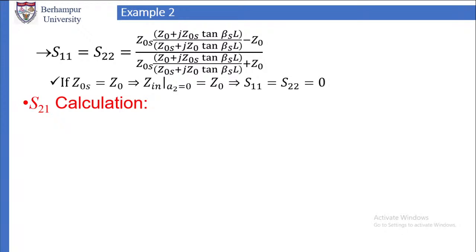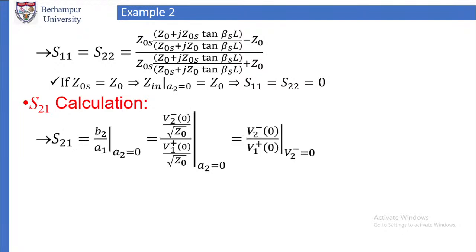Now we have to calculate S21. The expression for S21 is equal to B2 by A1 when A2 is equal to 0. So that will be V2 minus by root over of Z0, that is the definition of B2, divided by the definition of A1, which is V1 plus by root over of Z0, at A2 is equal to 0.